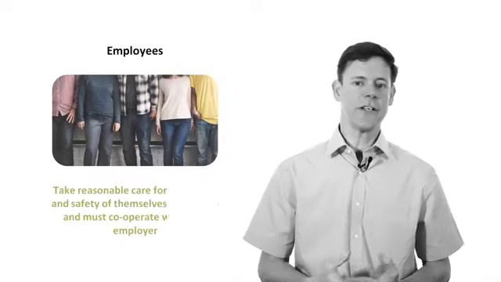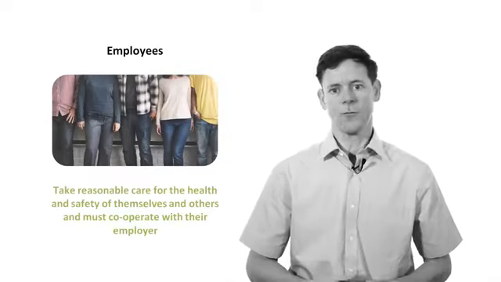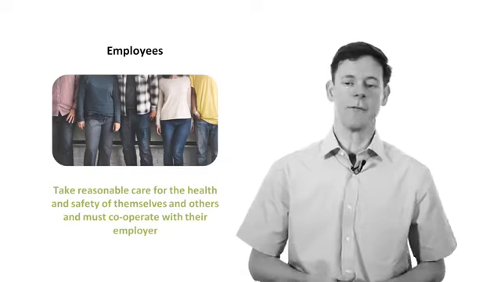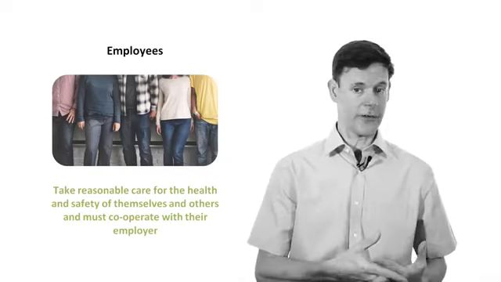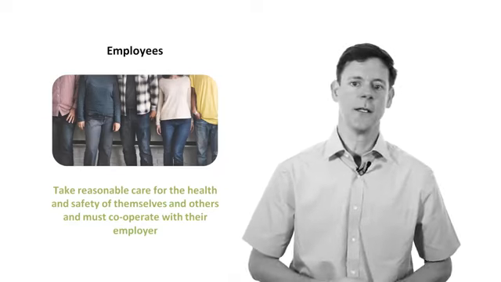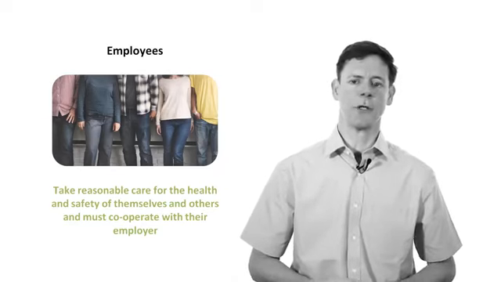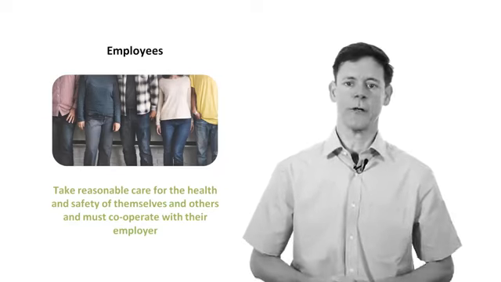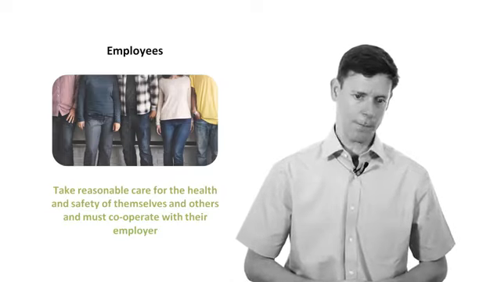Employees are required to take reasonable care of their own health and safety, reasonable care of the health and safety of other people who might be affected by their acts or omissions, that's the things that they do and the things that they fail to do. And employees also have a duty to cooperate with their employer, where their employer is attempting to comply with health and safety law. Finally, the Act prohibits various things.